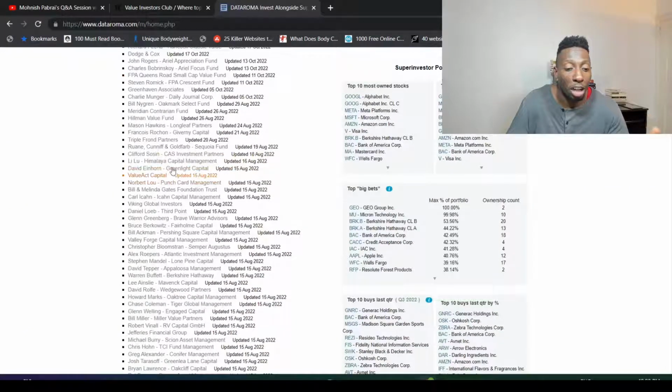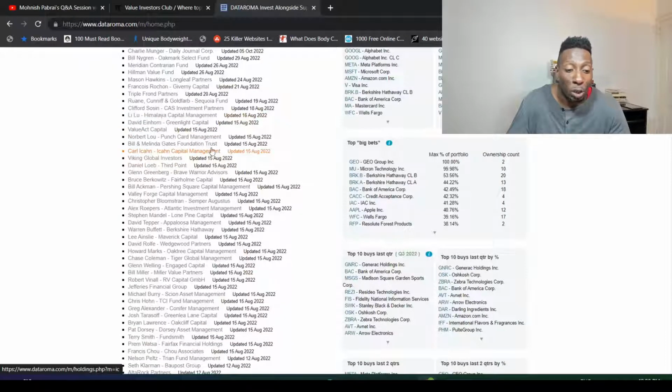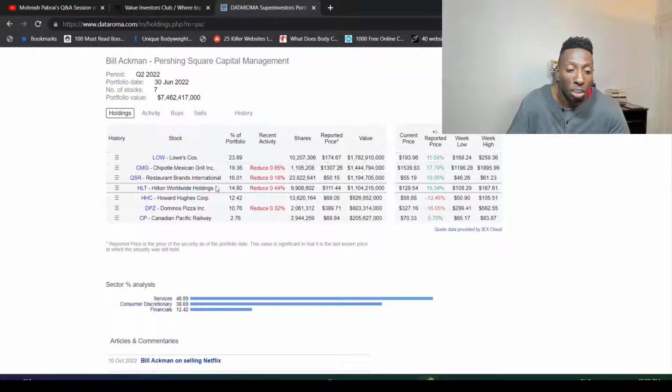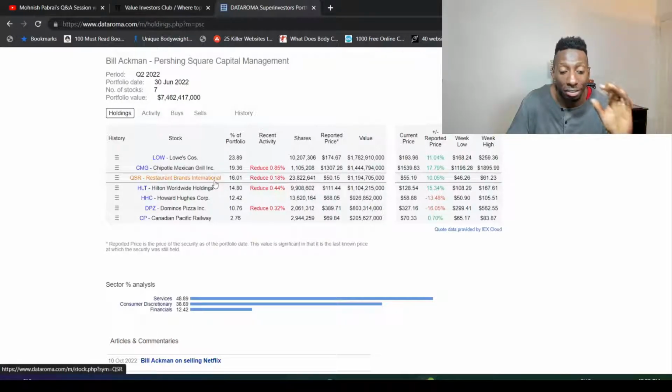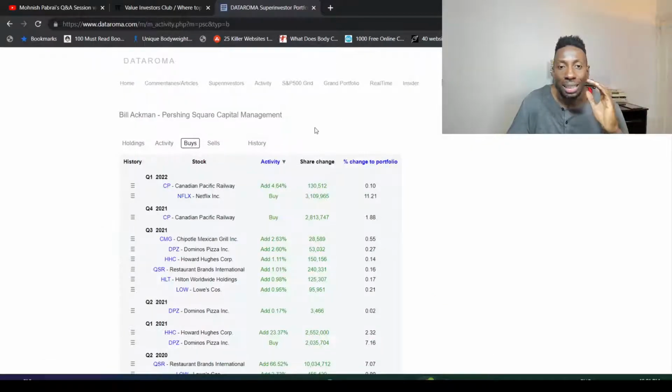You can actually find your favorite investor and see what they're buying, man. And when you see what they're buying, like let's go into Bill Ackman: Lowe's, Chipotle, Restaurant Brands. We find these companies, and if they look interesting, if they're in our circle of competence, we can dig deeper after we find these investments and look at what they're buying, their activity, what they're selling, their history. Dataroma is an important research tool to use at your disposal.